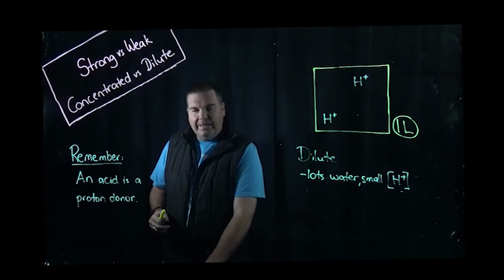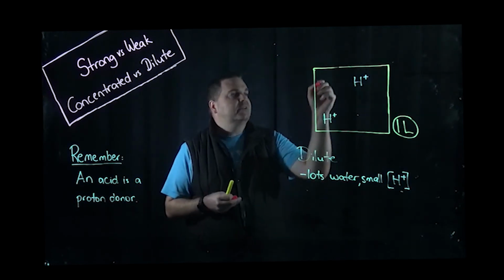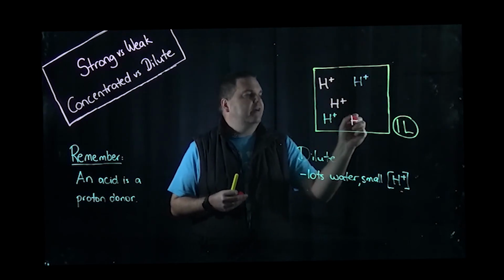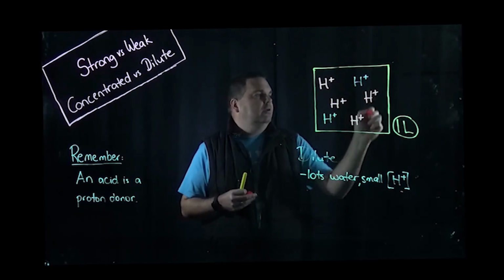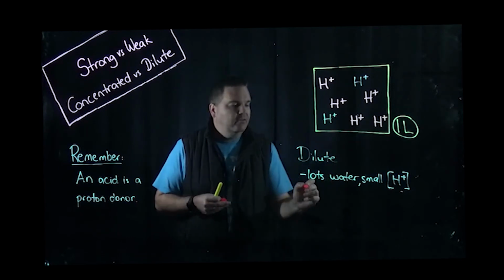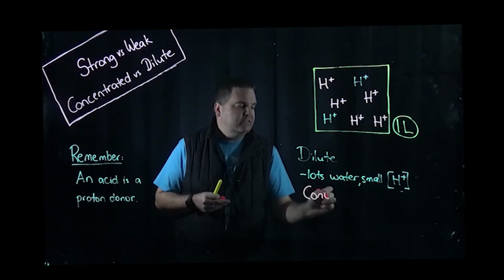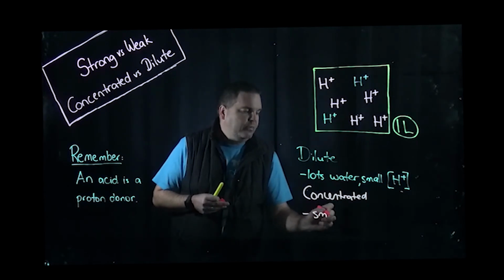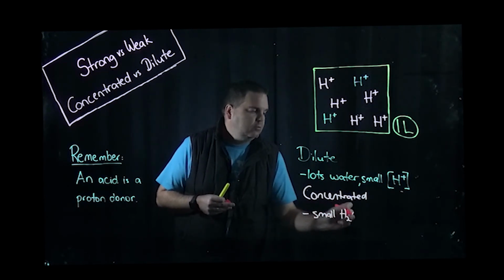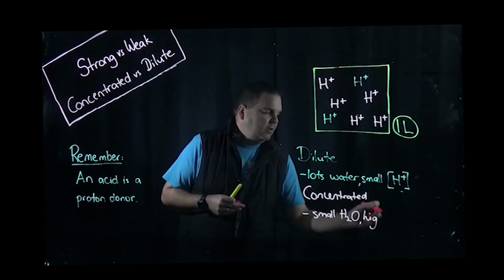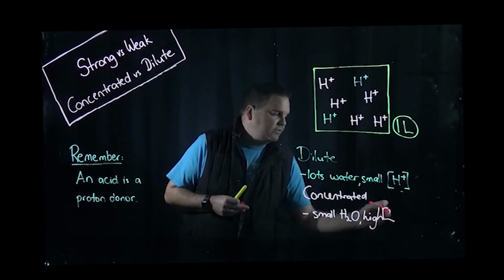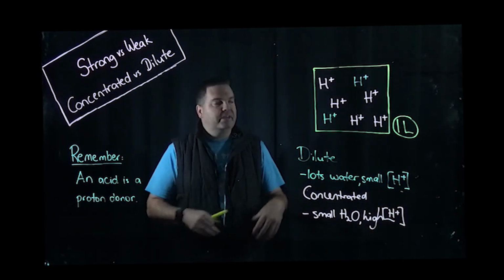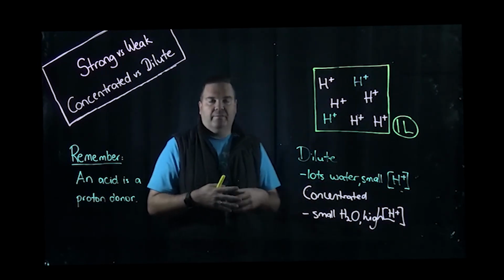However, if you put lots and lots of H+ in this same volume, all we're doing is increasing the amount of H+ that we've got. Now we have what's called a concentrated acid, which has small amounts of water and a high concentration of H+. So it just comes down to basically how much there is within a given solution.